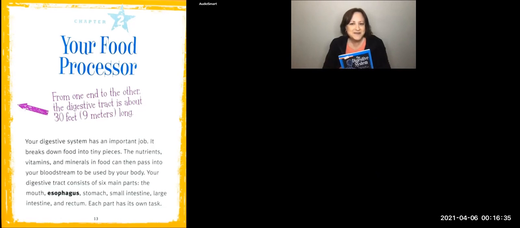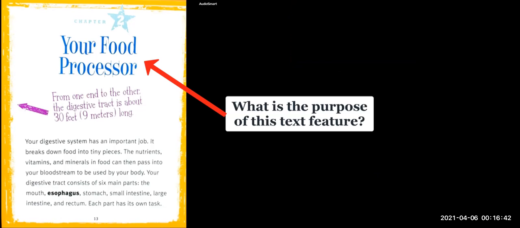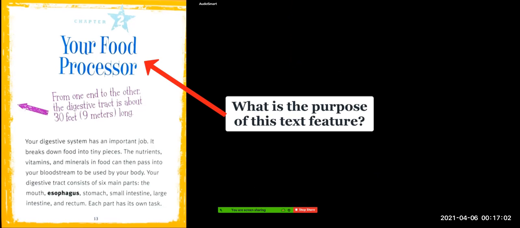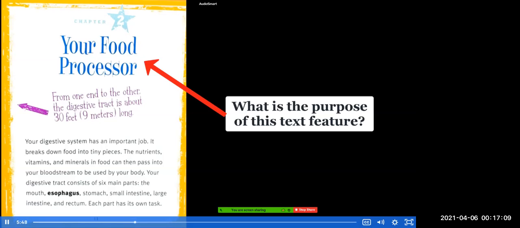If you're continuing on with me, let's take a closer look at the heading in Chapter 2. What is the purpose of this text feature? Pause here to look closely at the text feature, to read it closely, and also read the text below. Why is this text feature important, and how is it helpful to you as a reader? Chat about this with a learning partner, and pause to jot down your thinking in your journal. Just hit play when you're ready to continue.